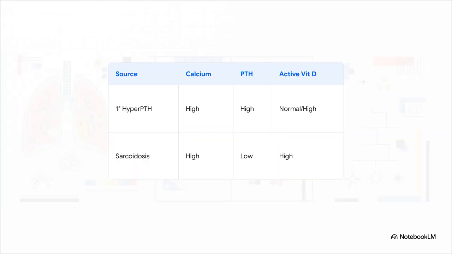You really need to isolate the clinical variance between hypercalcemia sources. Primary hyperparathyroidism gives you high serum calcium driven by inappropriately high PTH levels. But in stark contrast, granuloma-mediated hypercalcemia in sarcoidosis gives you high calcium with strictly suppressed, often undetectable PTH, right alongside that elevated active 1,25-dihydroxyvitamin D we just talked about.